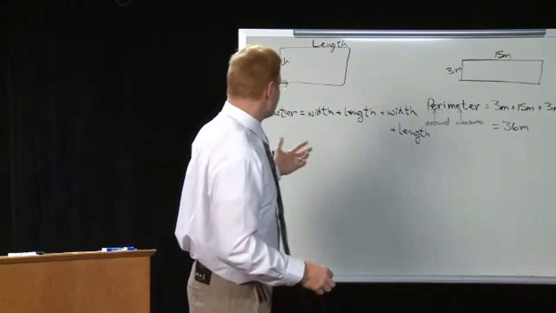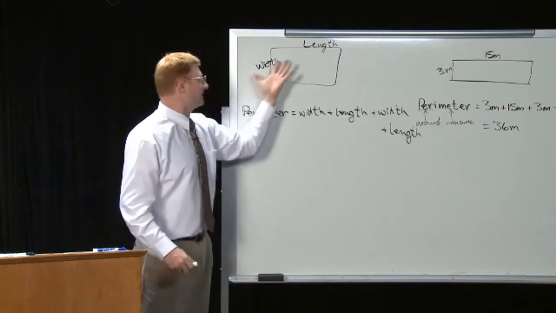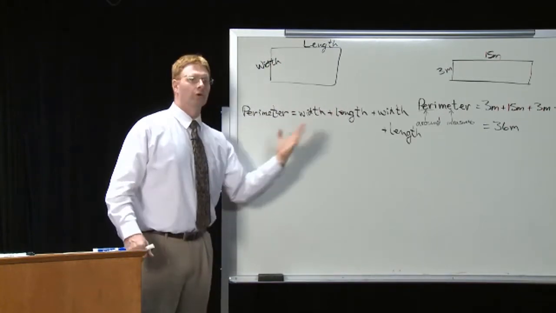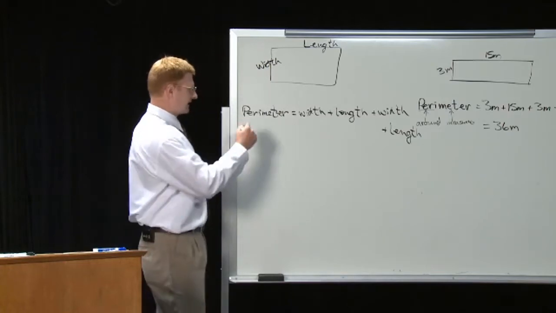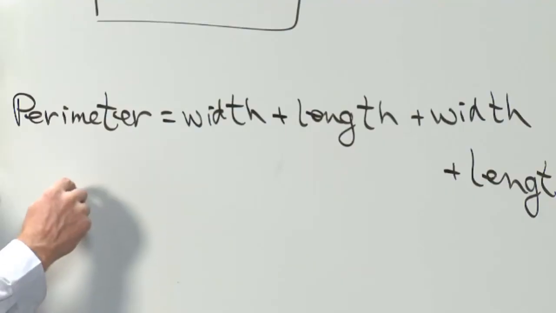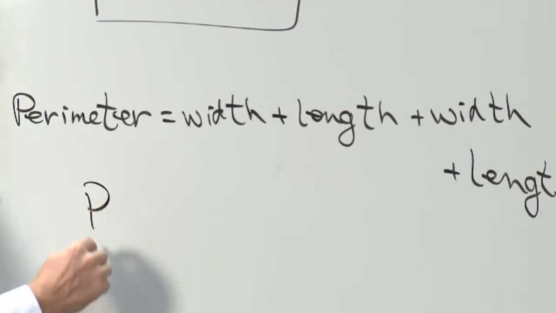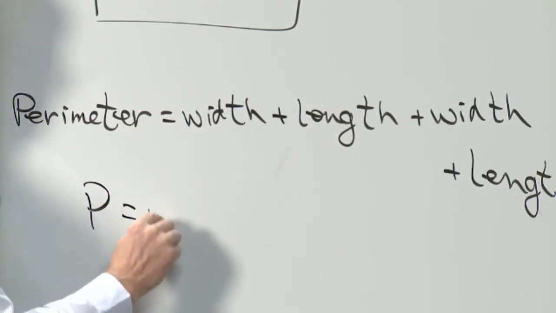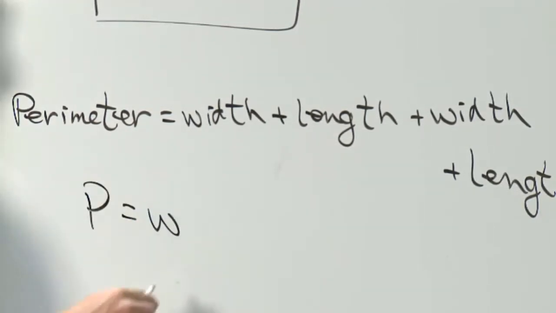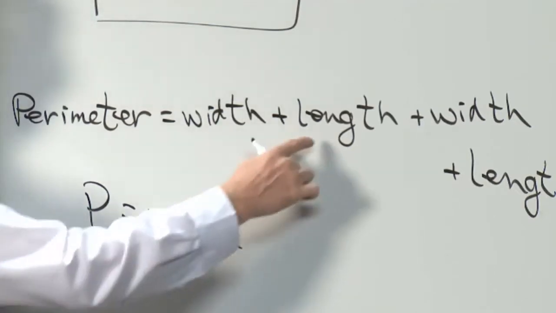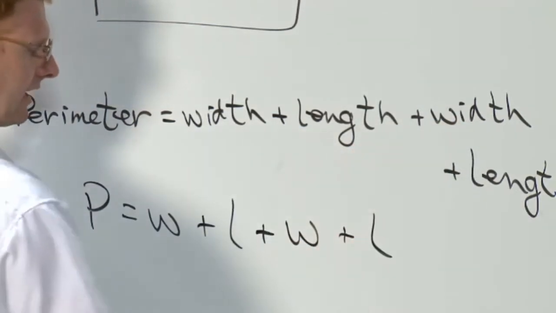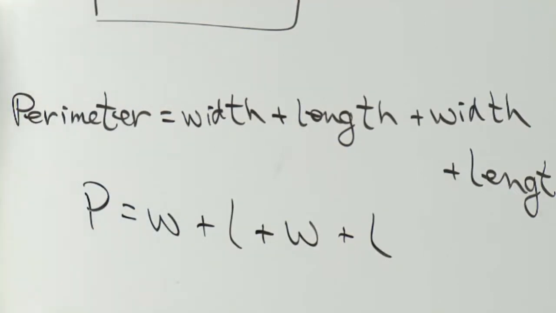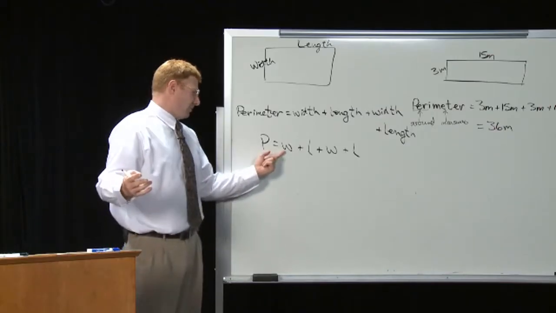Well, this is why. Right now, we have a pattern. We don't know what these are, but writing this out over and over and over again gets tedious. So we just say, hey, let's abbreviate the perimeter here. I'd use a P. Here, W for width. L for length. W for width. L for length. That's why they put letters in.